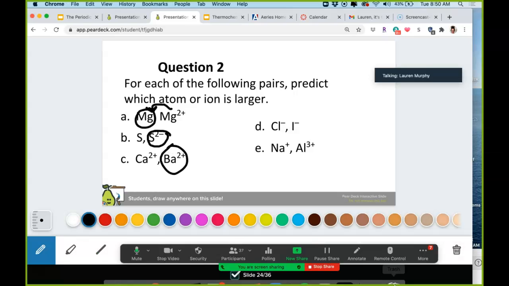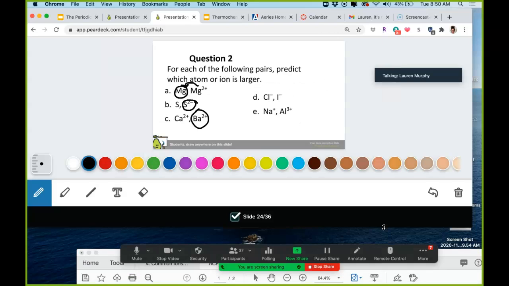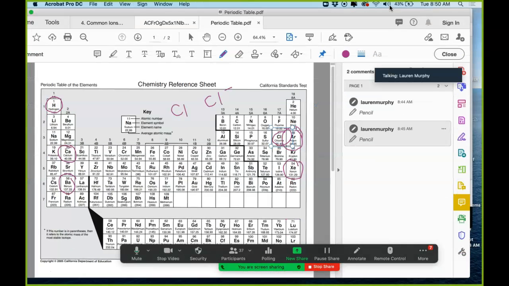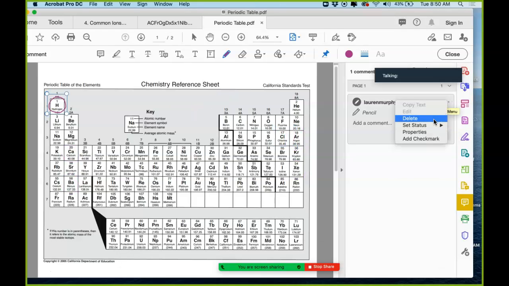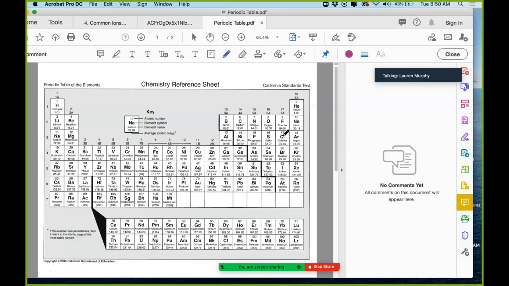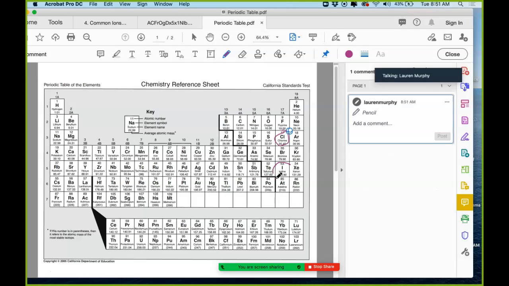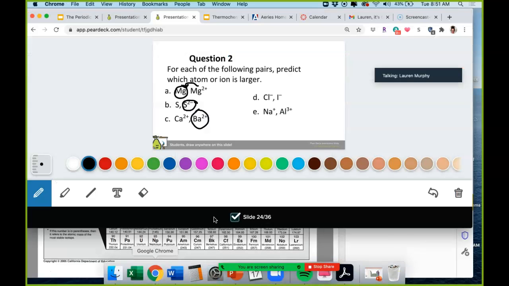Okay? And this is going to be a similar concept with the chloride and the iodide. So Cl minus, when Cl gains 1, it's isoelectronic with argon. When iodine gains 1, it's isoelectronic with xenon. Okay, these down here have way more rings of electrons than these guys. So the iodide ion is the larger of the 2.